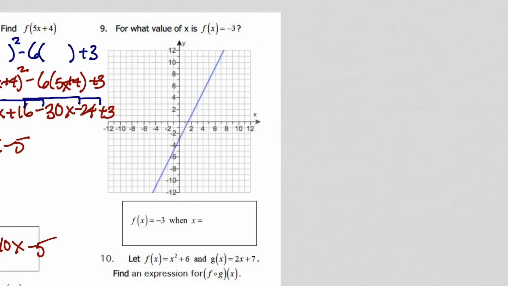I'll put a dot there, negative 3. And what x value produces that? We can see we don't go left or right. We're right there at 0. So we're going to conclude then that the output is negative 3 when x is 0.